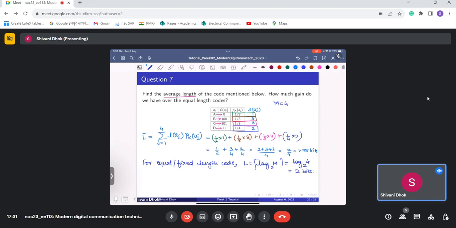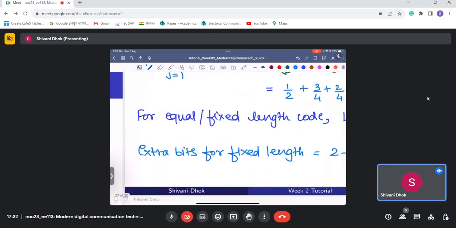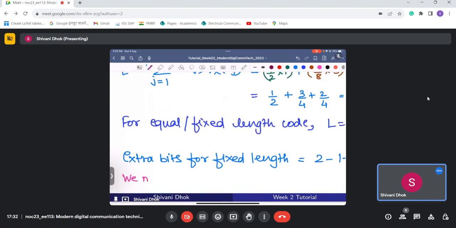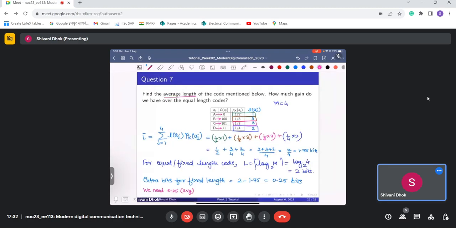Okay, and therefore the extra bits for fixed length is 2 minus 1.75, that is 0.25. So what it means is, we need 0.25 bits more on an average for fixed length over variable length code. Any questions?